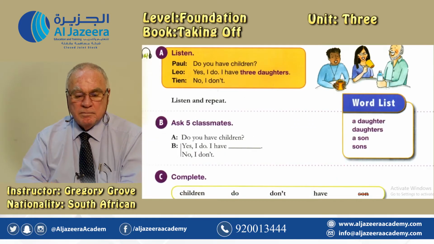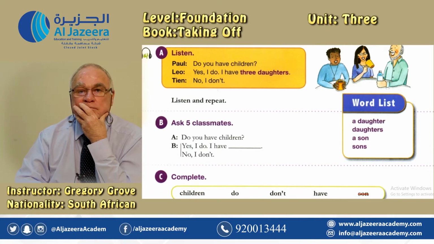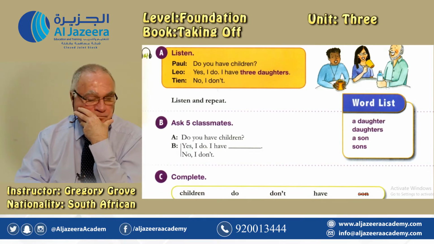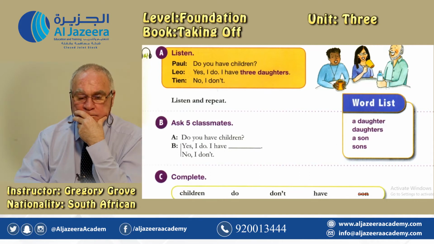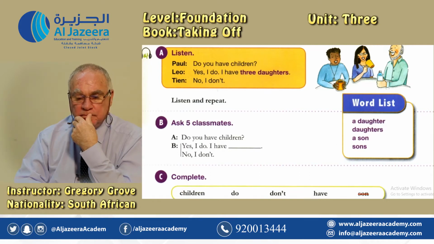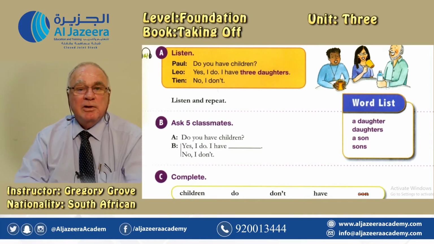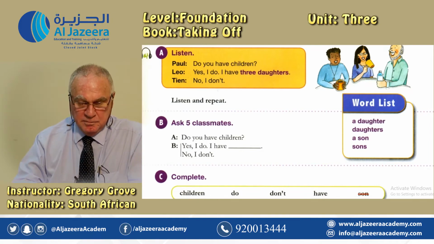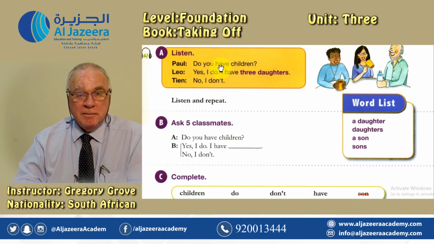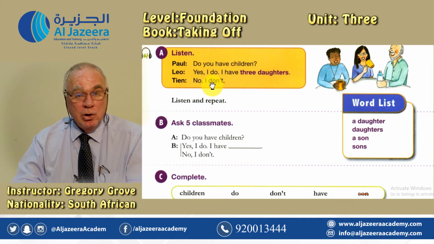Page 41. Do you have children? A. Listen. Do you have children? Yes, I do. I have 3 daughters. No, I don't. Now listen and repeat. Do you have children? Yes, I do. I have 3 daughters. No, I don't.